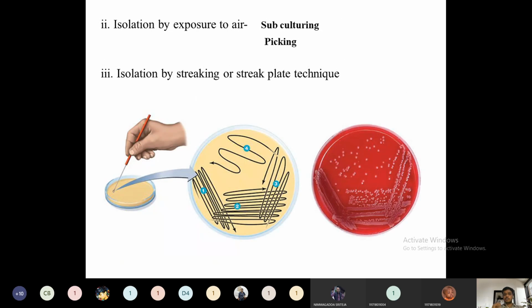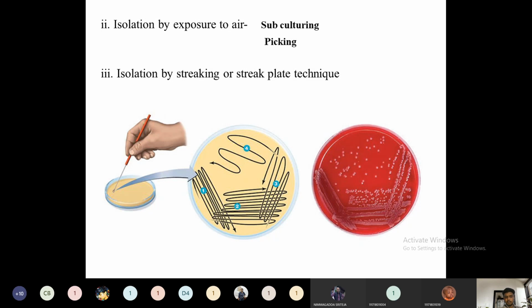Then isolation by exposure to air. In this culturing technique, the agar media solution we already prepared in the petri dish will be exposed to the air. Whatever bacteria are there will be collected on the media, the food for the bacteria. Then, using some picking technique, we collect those microorganisms. Applying those picked microorganisms to some other culture is called subculturing.